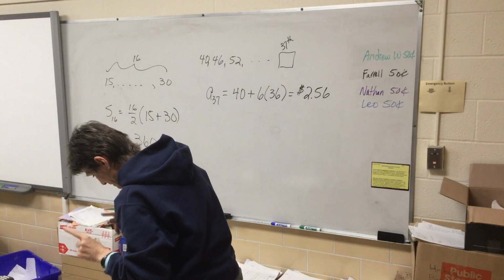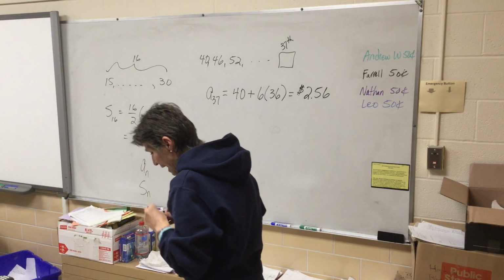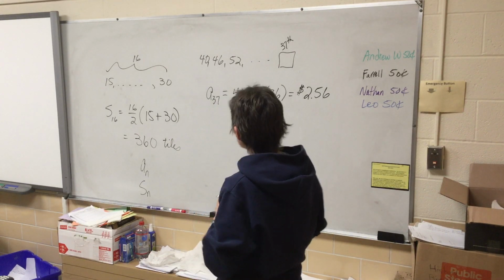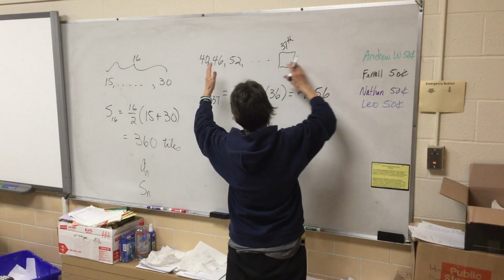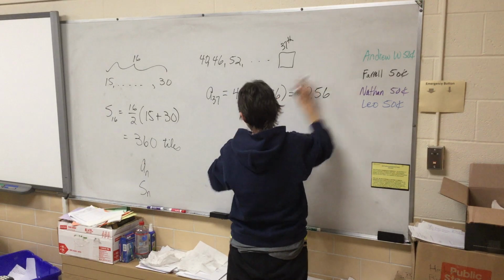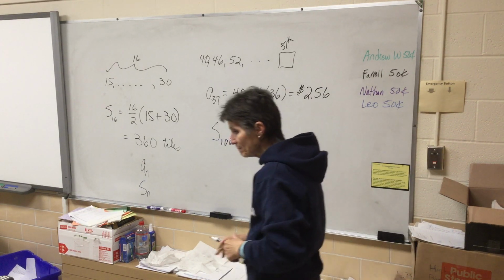Now, see what's different about question B? How much will he have set aside if he does this for 100 days? So if he does this for 100 days, how much will be in the bank? Isn't that S sub 100? Doesn't that mean I want to add?